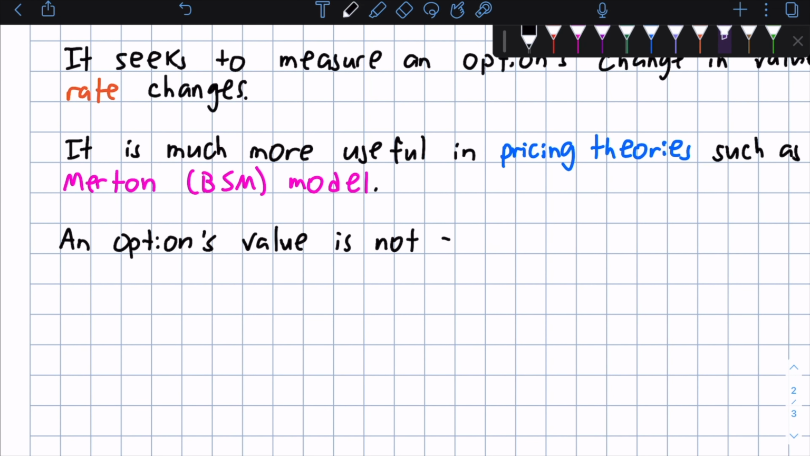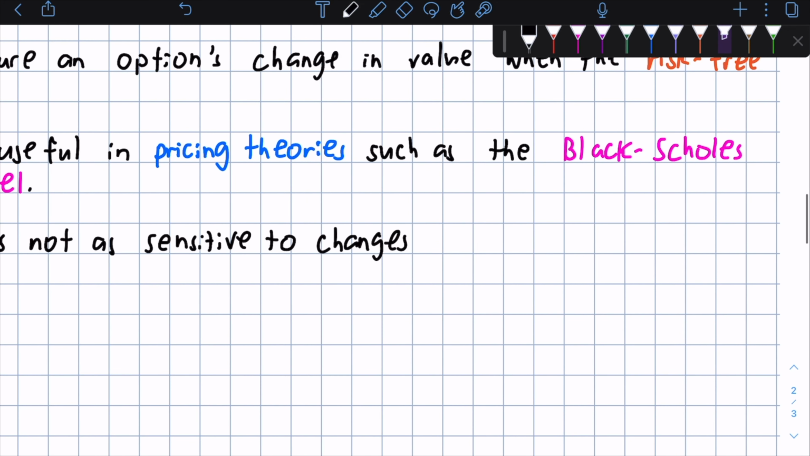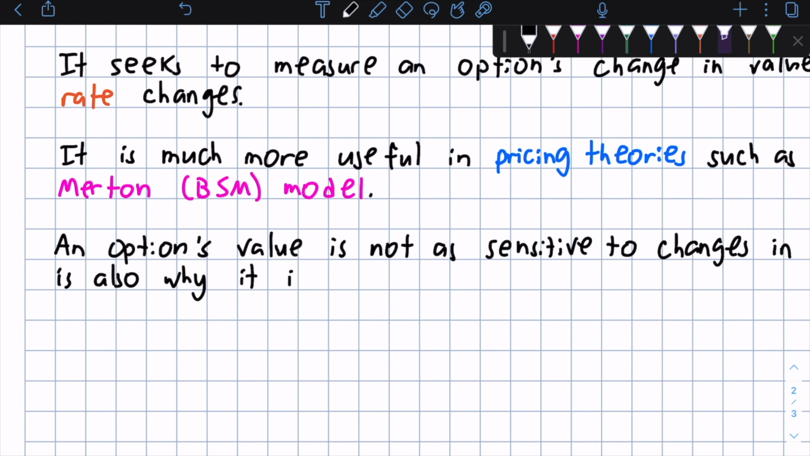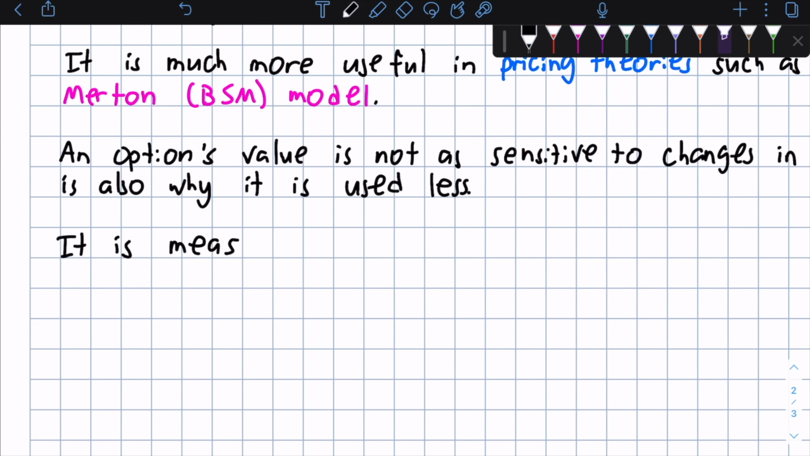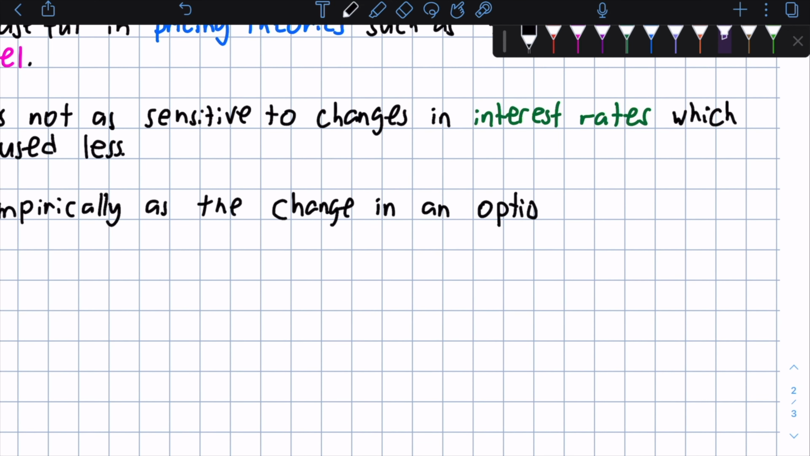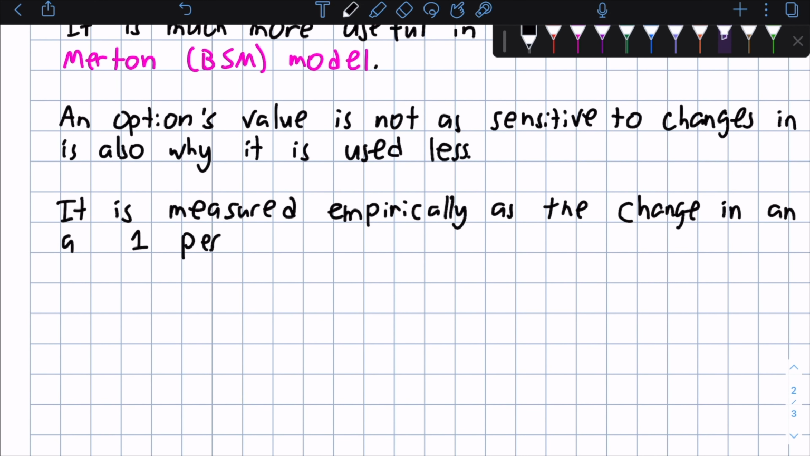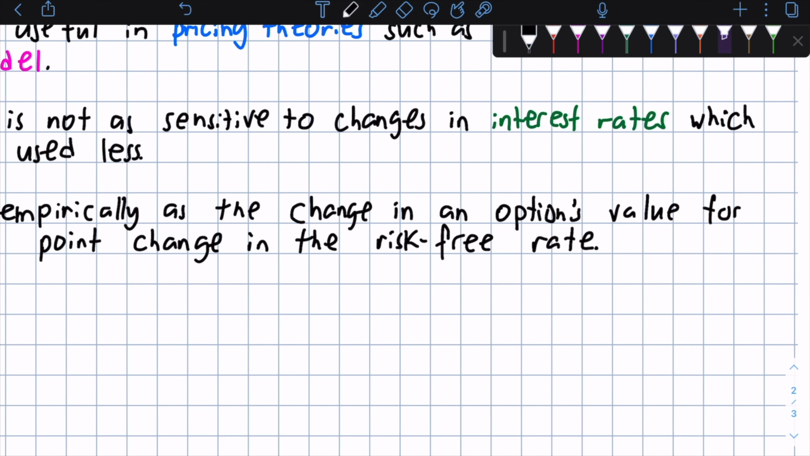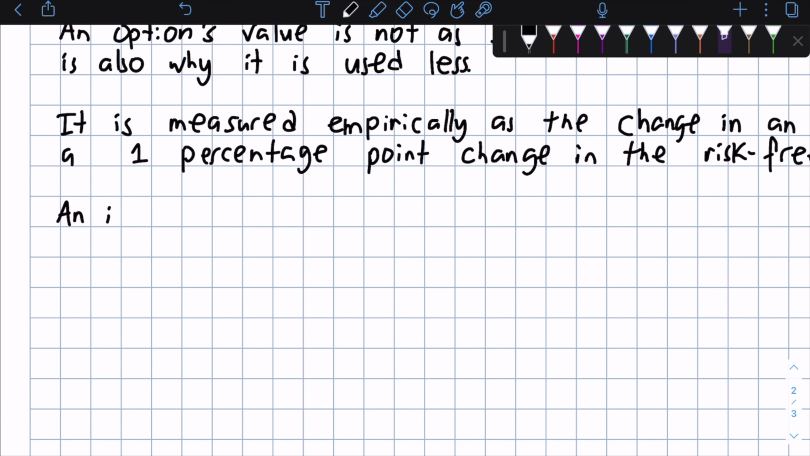Now, an option's value is not as sensitive to changes in interest rates, which is also why it's used less. So an option's value actually changes less on a percentage basis than it would for any other Greek letter. It is measured empirically as the change in an option's value for a 1 percentage point change in the risk-free interest rate. And we can see this as the market prevailing interest rate or a rate on bonds.